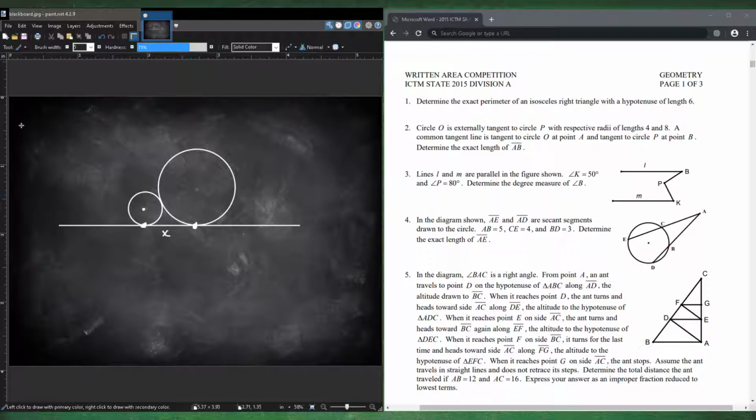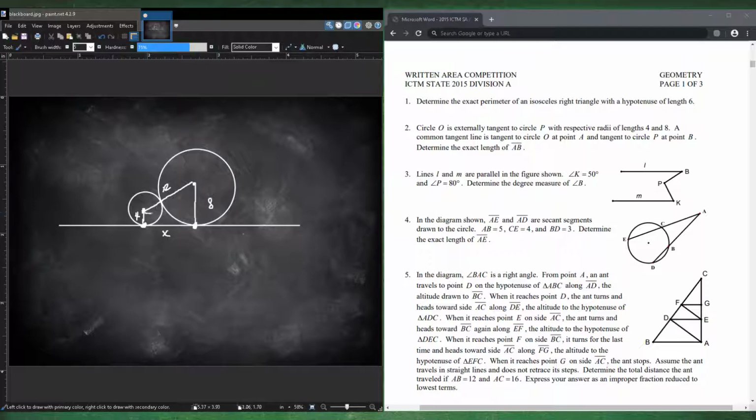Well, let's just draw our centers. This is radius 4, so this is length 4. The bigger circle is radius 8, so this is length 8. Now, if we connect the two centers, what's that length? Well, that's radius 8 and radius 4. So 4 plus 8 is 12, so this is length 12.